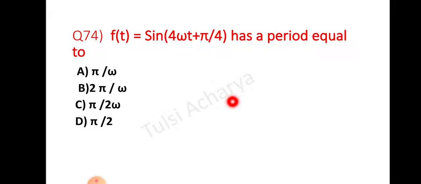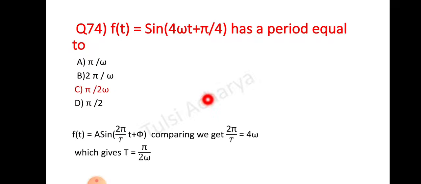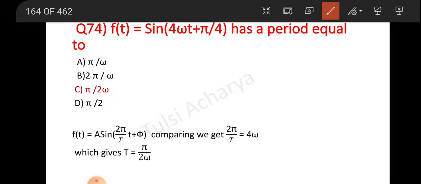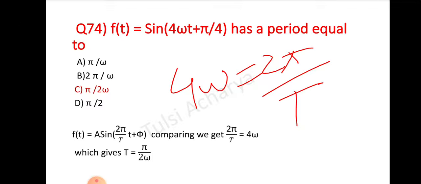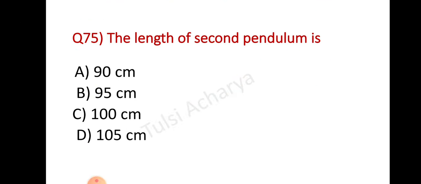Now let's move to question number 74. f(t) is equal to sin(4 omega t plus pi by 4) has a period equal to, this is one function, and the standard function is f(t) is equal to A sin(2 pi by capital T times small t plus phi). Here we need to find the period, so we need to compare this term with this term, and t will cancel here with each other. So what we get, 4 omega will be equal to 2 pi by T, and by solving this we get our T as pi by 2 omega. Pi by 2 omega is option choice C.